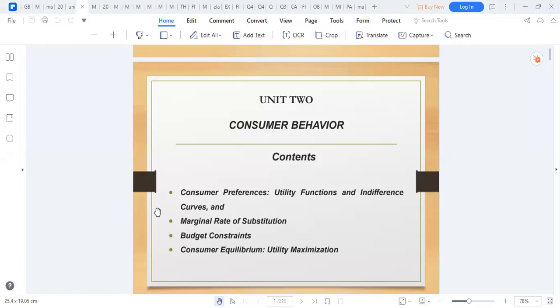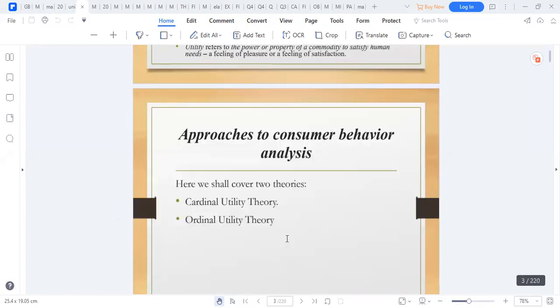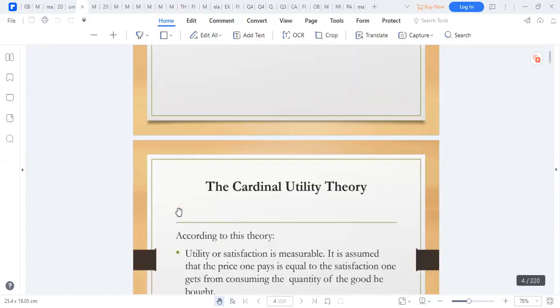Welcome to consumer behavior, where we're going to look at utility functions and the indifference curves. We explore the concept of marginal rate of substitution, how to factor in the Lagrangian functions using the budget constraints, and also how to maximize utility. So there are two basic theories that we're going to really look at. There's what we call the ordinal, and there's what we call the cardinal theory.